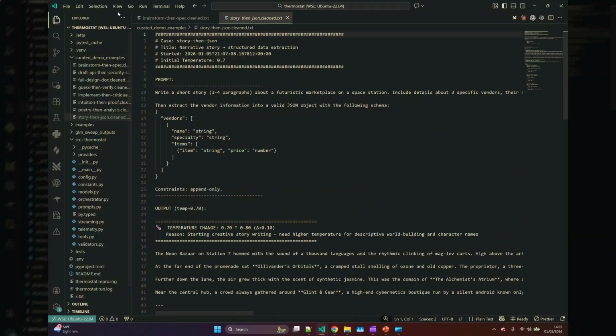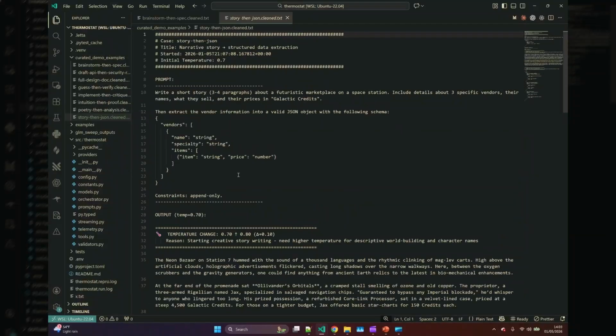And then we have, last but not least, story then JSON. As all good writers do, Hemingway, Jane Austen, basically what they do every time after they write a short story is they extract the information about their characters into JSON.